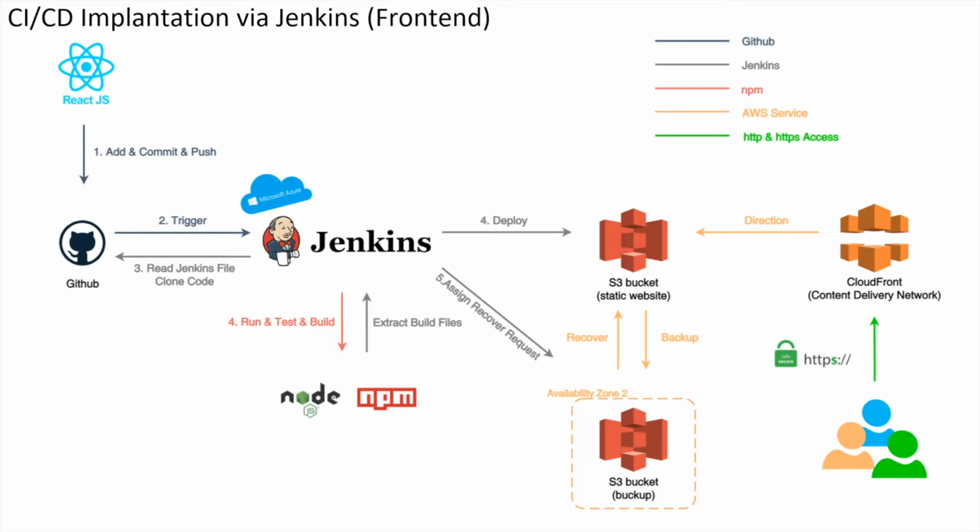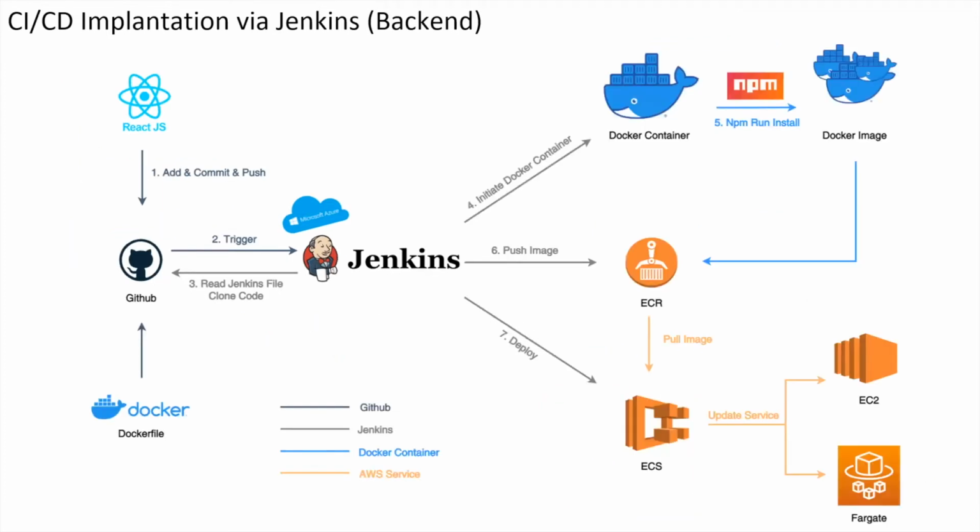Next slide, please. The backend pipeline follows a similar procedure, where both the Jenkinsfile and the Dockerfile will be read straight away once triggered. Whereas we introduce Docker containers in Jenkins to build images that will be subsequently stored in Elastic Container Registry. In this case, ECS clusters could just pull images directly from ECR to initiate, update, or auto-scale out a service if required, from which each task is assigned a unique label for ease of version control.